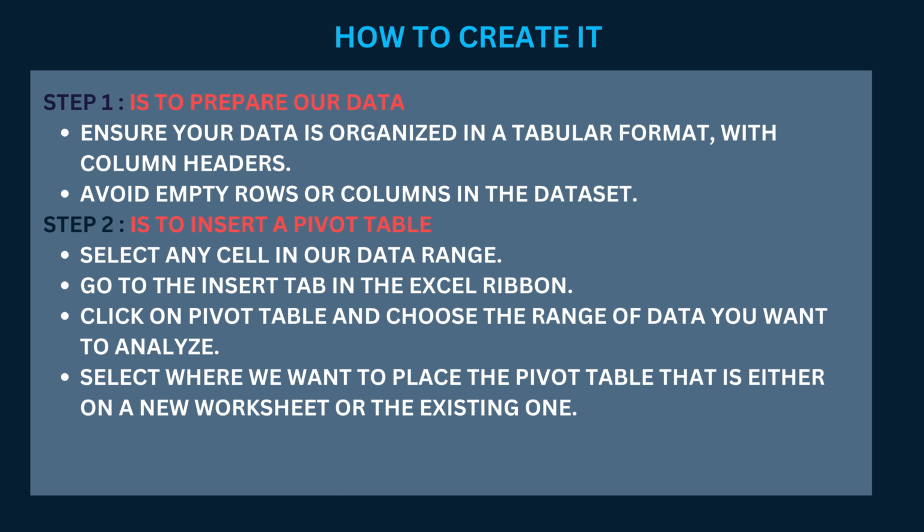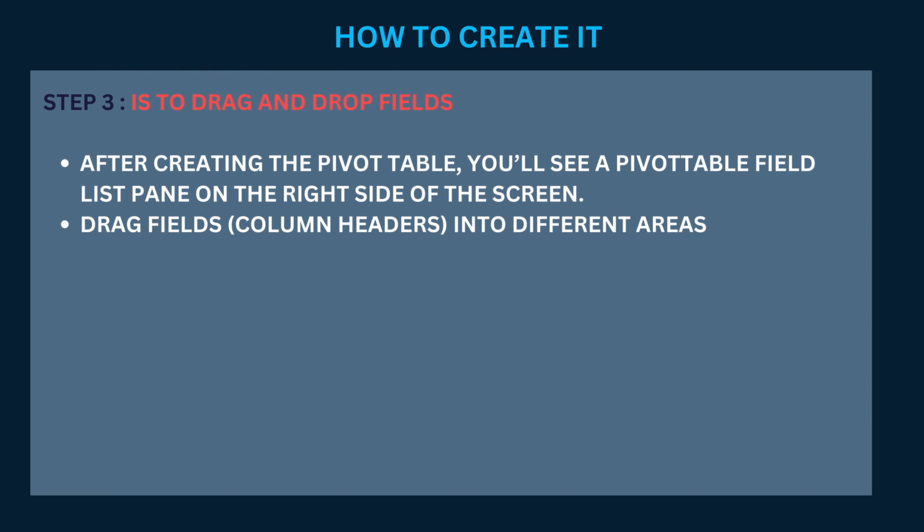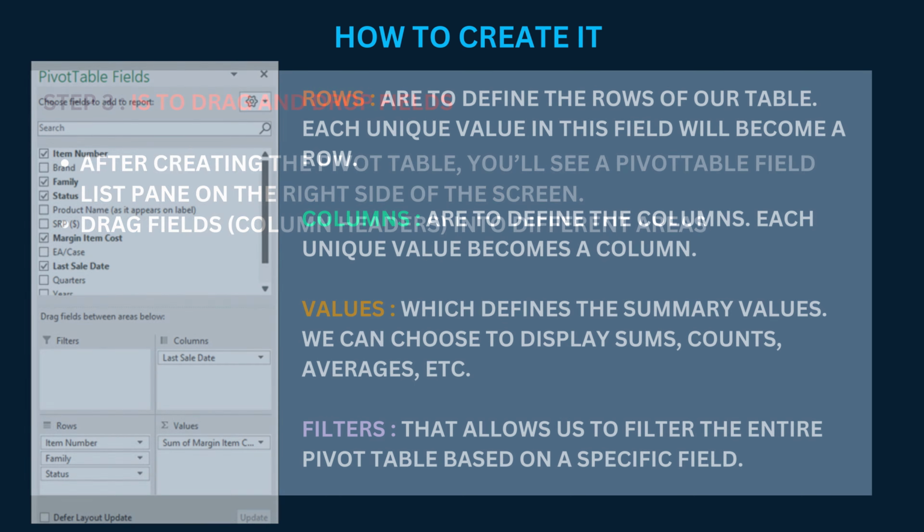Select where we want to place the pivot table, that is either on a new worksheet or the existing one. Step 3 is to drag and drop fields. After creating the pivot table, you'll see a pivot table field list pane on the right side of the screen. Drag fields, column headers, into different areas.